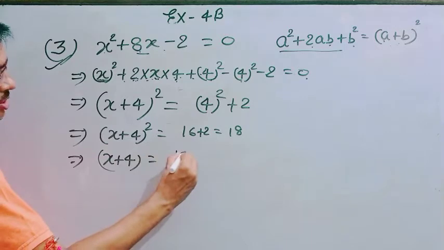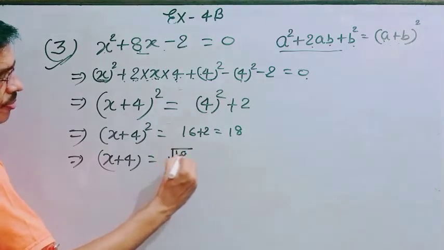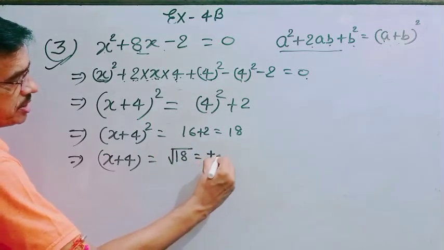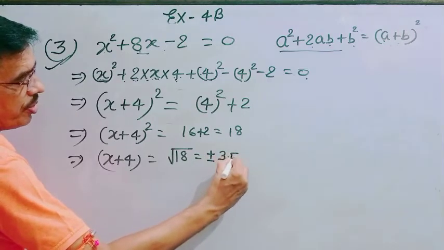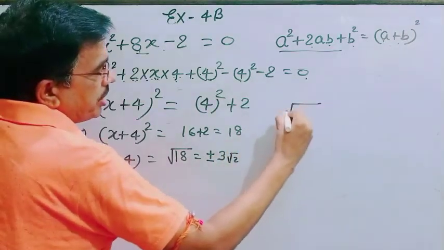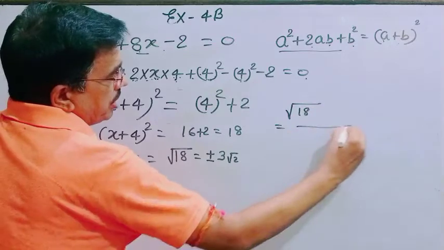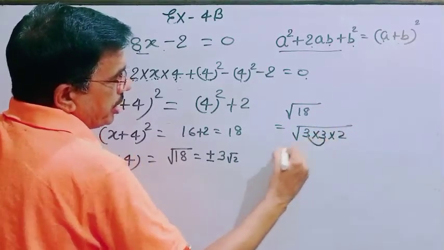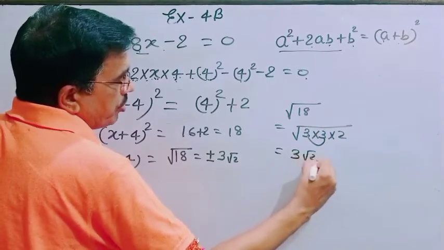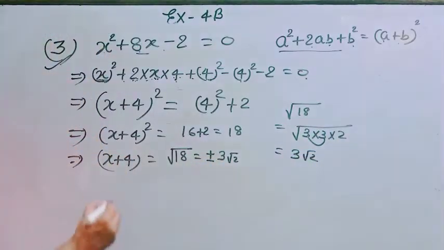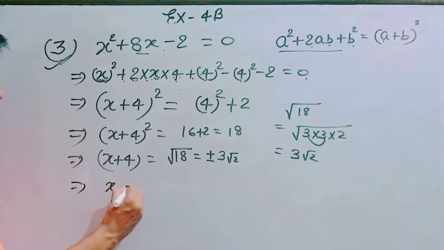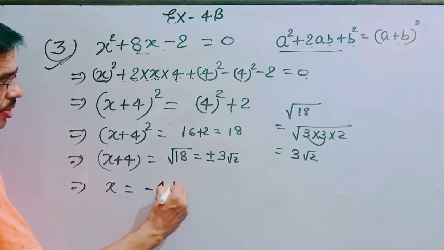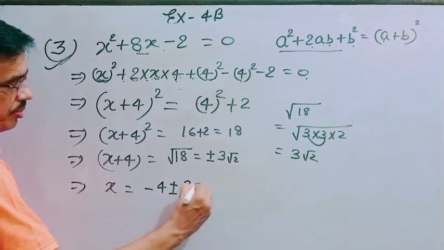The square changes into the root, so the value of the root is plus minus 3 root 2. How? It is 18, and you write 3 into 2, the 3 comes out, so it is 3 root 2, and always write plus minus. Then x is equal to what? That is minus 4 plus minus 3 root 2.